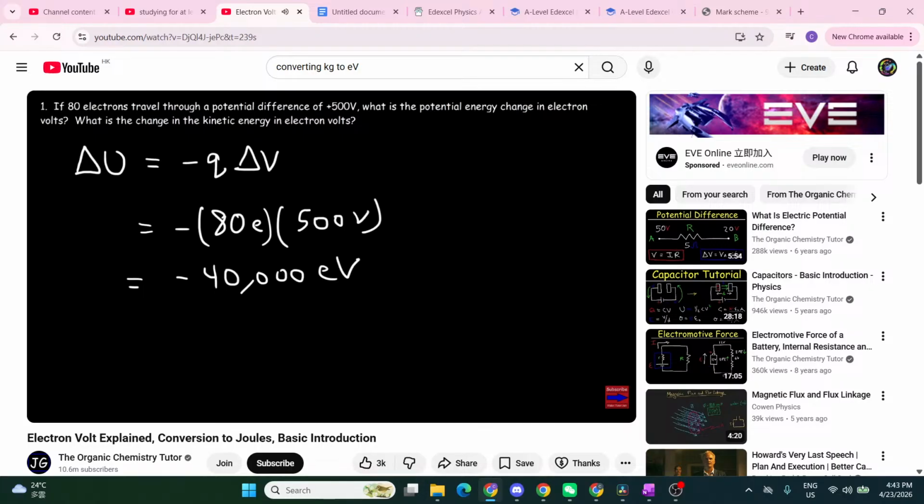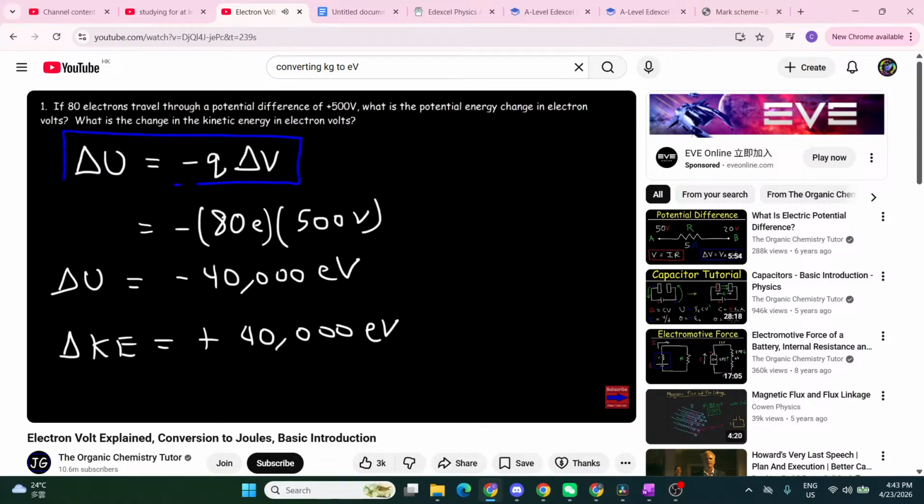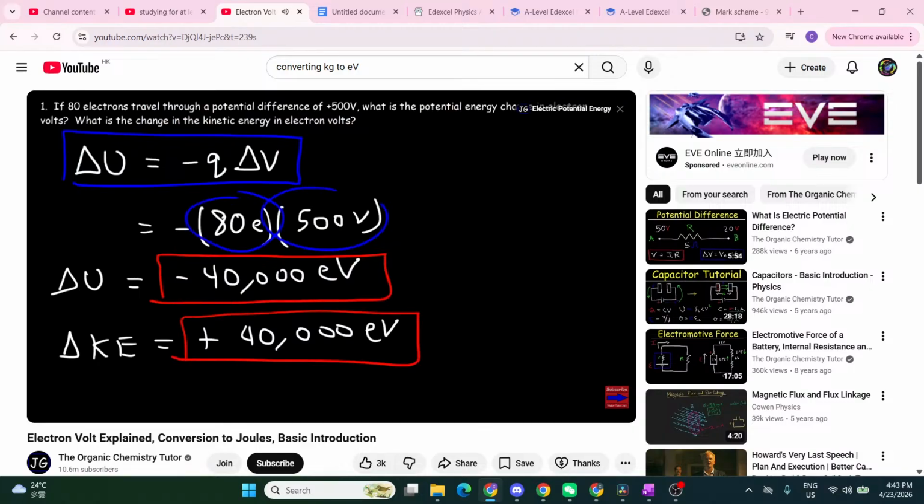So that's going to be the potential energy change in electron volts as the electrons move towards a high potential. So if the potential energy decreases by that amount, then we should expect that the kinetic energy should increase by that amount. So it's going to increase by 40,000 electron volts. And so you could use this formula instead of the other formula I gave to calculate the energy in electron volts if you have the number of electrons and also the potential difference or the voltage of the electrons as they travel from one point to another.